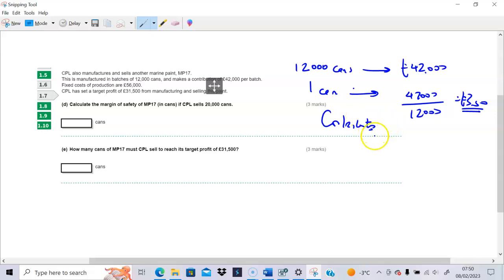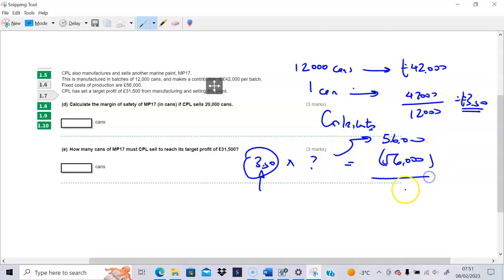Now, I also know that at break even, this is an important point. At break even, I'm not making any profits or losses, so I'm just covering my fixed costs, and my fixed costs are 56,000. So if each can is bringing in £3.50, the question is, how many cans am I selling to make enough contribution to just cover that fixed cost? Because when I get a total contribution of 56,000, then I'll be able to pay off that fixed cost and make a profit of 0.